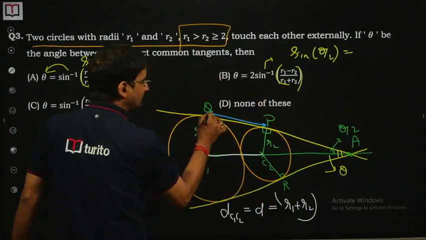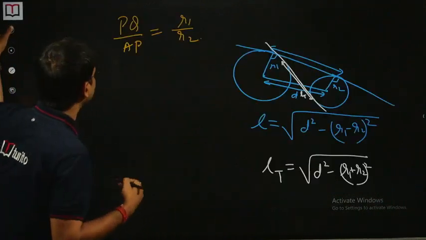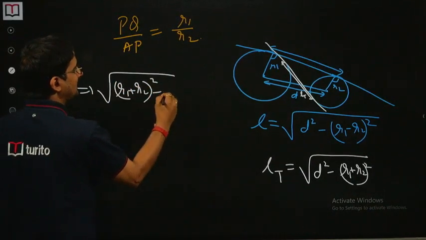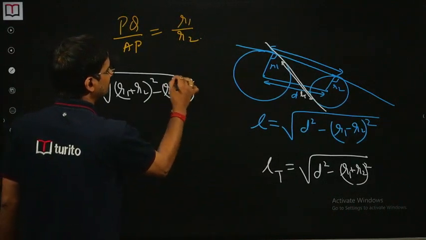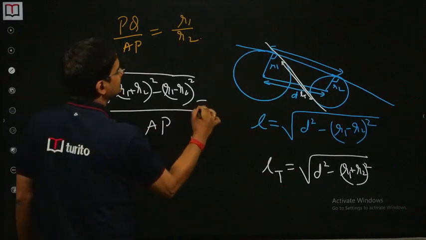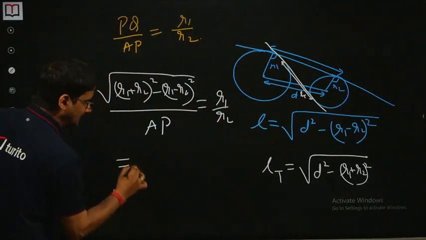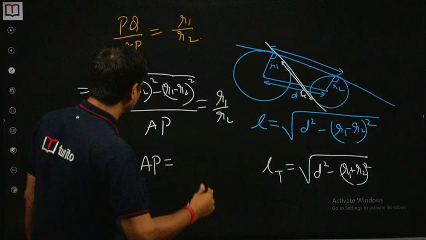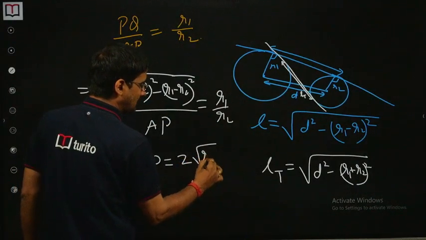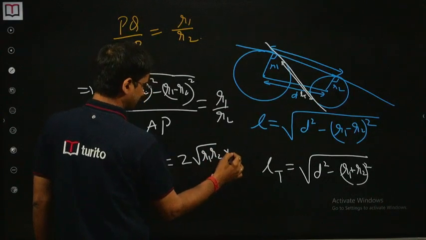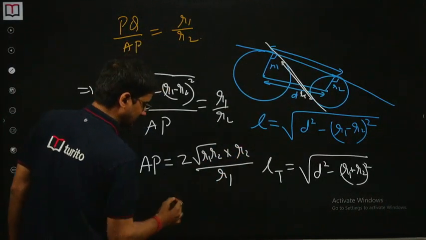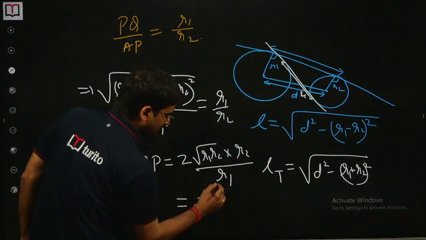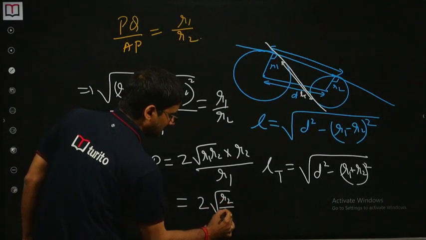So the length of this direct common tangent PQ is nothing but under root of (R1 plus R2) whole square minus (R1 minus R2) whole square, upon AP, which is R1 by R2. So you have here AP, and what is it? This is nothing but R1 square plus R2 square term will get cancelled, 2 times under root of R1 R2 into R2 by R1. So how much is it? That's AP, just a minute. So it will be 2 times under root of R2 by R1.